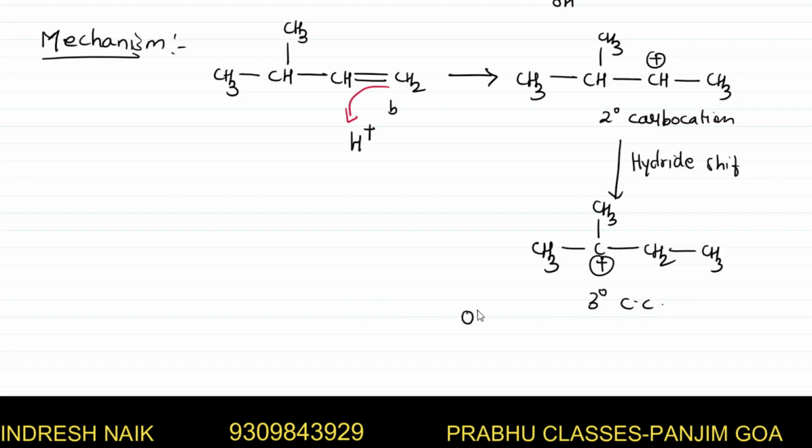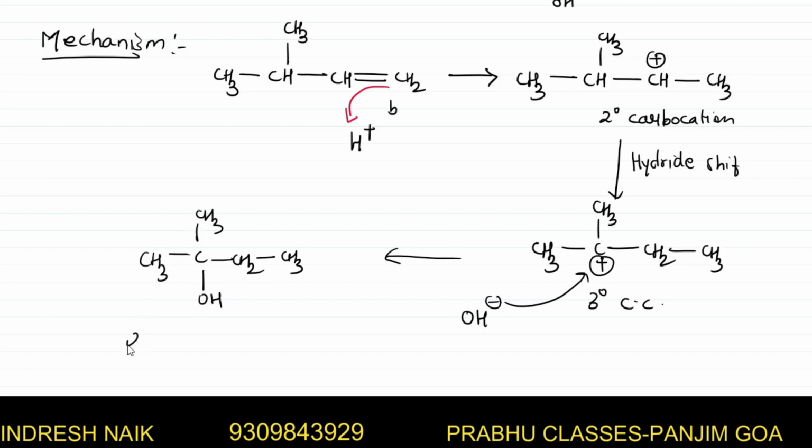Now the attack of the nucleophile is going to take place. It is going to attack over here, and the final product you are going to have is this: CH3, CH2, CH3, OH, right? The name, I'll write, is 2-methylbutan-2-ol. This is the whole mechanism.